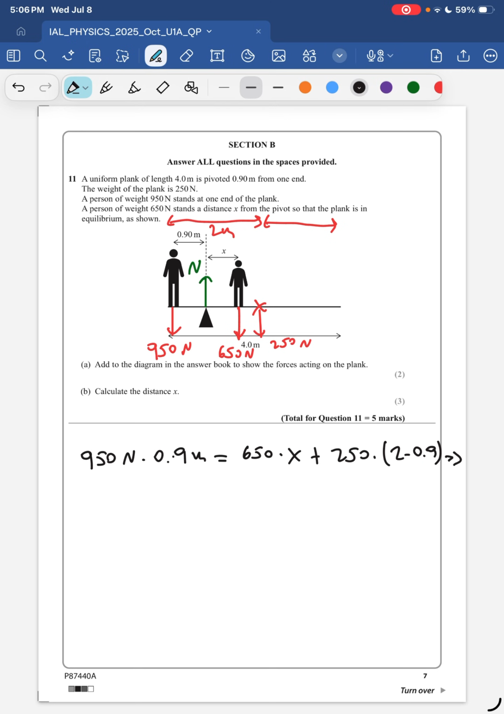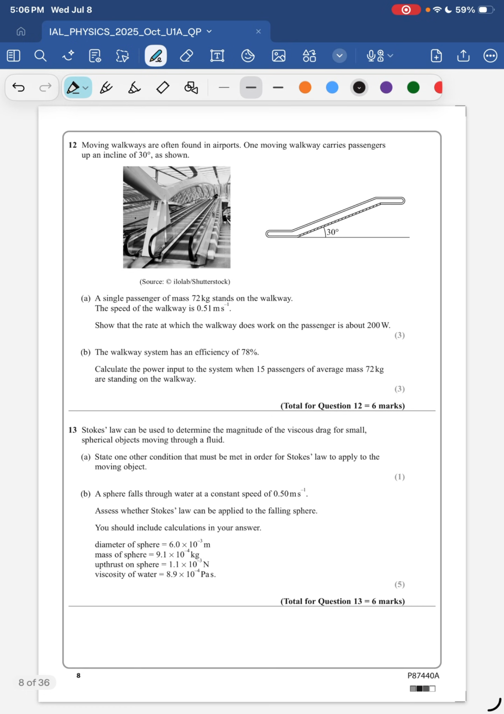So we get 650x is equal to 580. So x is 0.89 meters, or about 0.9 meters. So this was question 11. Let's move on. Question 12.